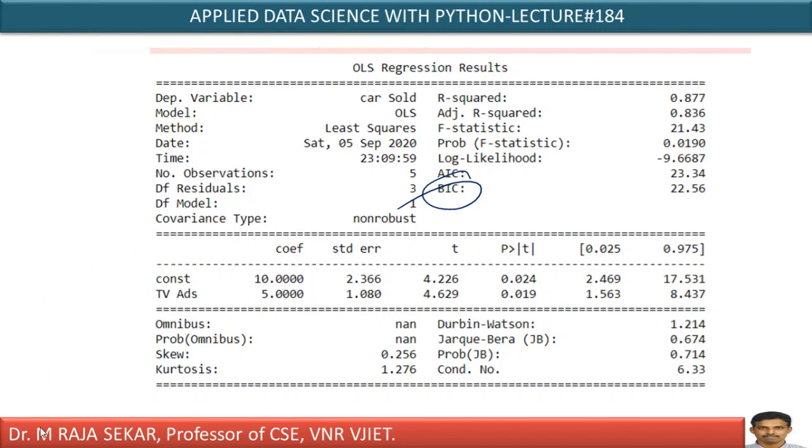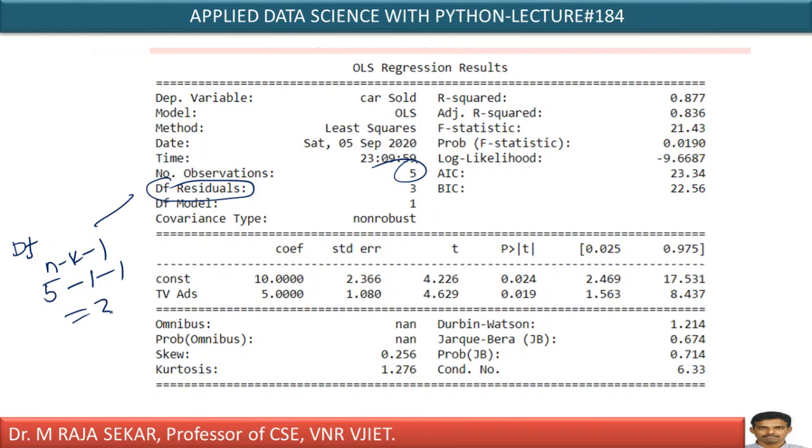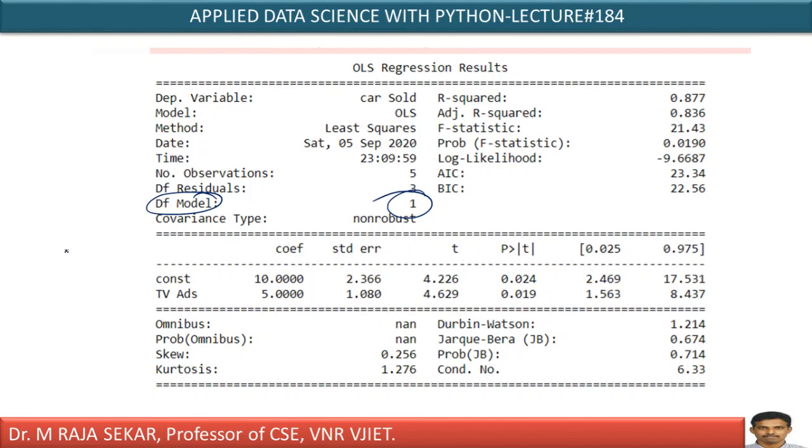Even this DF residuals, what does it mean? How can I find this DF residuals? What is that number 3? We used it in the F test. DF means degrees of freedom. The degrees of freedom residuals formula is n minus k minus 1. N means the number of observations. In that problem there were 5 observations. K is the number of independent variables. 5 minus 2 is 3. That is DF residuals. DF model indicates the number of independent variables. Just see this DF model, it is 1. We have TV ads, only 1 independent variable.